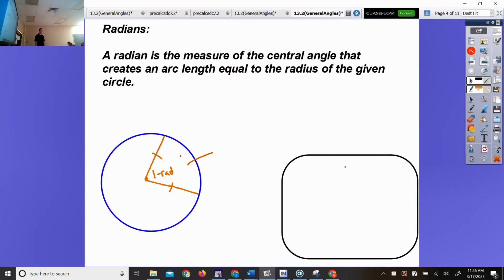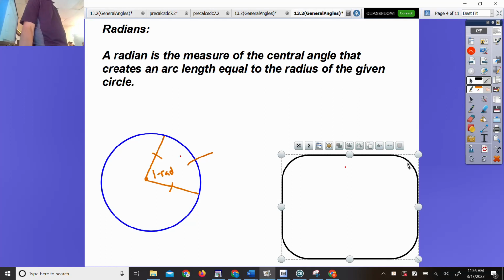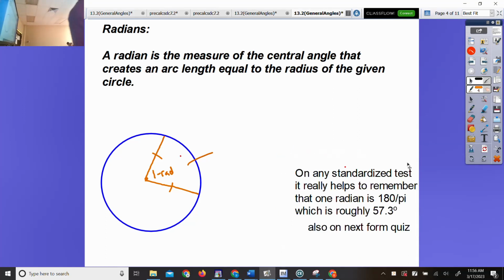That's its verbal definition. The verbal definition won't do you a whole lot of good. The mathematical definition does, and also the mathematical approximation in degrees will do you some good. So what's in this little box is more important than what was typed for you. On any standardized test, you need to know that a radian is 180 degrees over pi. Use the pi symbol, not pi. And if you go to your TI-84 and you type 180 over pi, it'll tell you 57.3. Some of you guys might remember that from your benchmark.